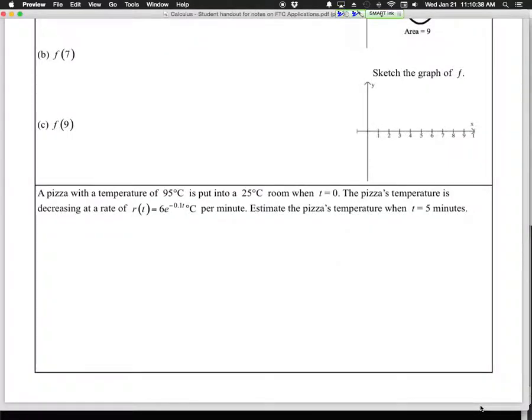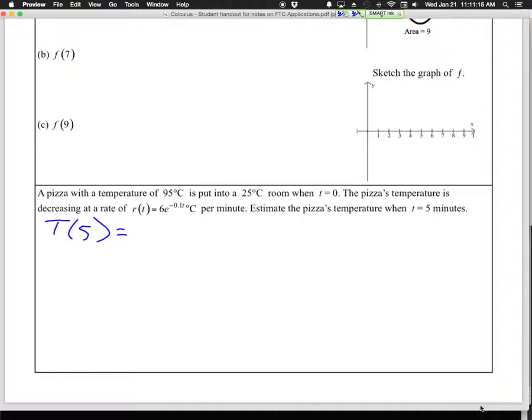It says a pizza with temperature of 95 degrees Celsius is put into a 25 degrees Celsius room when T equals 0. The pizza's temperature is decreasing at a rate of R of T equals 6 times e to the negative 0.1 T degrees Celsius per minute. Estimate the pizza's temperature when T equals 5 minutes. So what does it want me to find? The temperature when T equals 5.